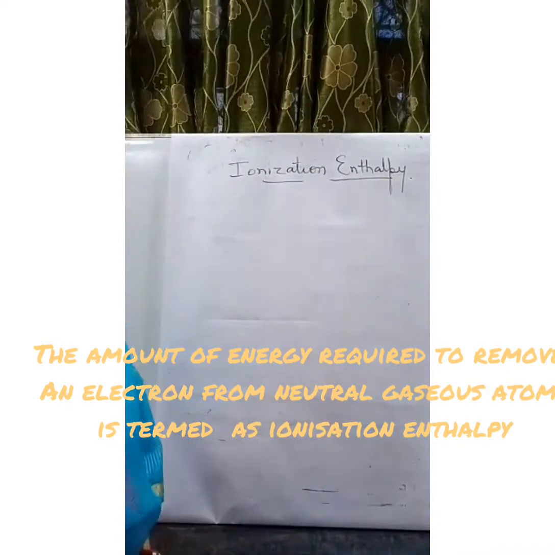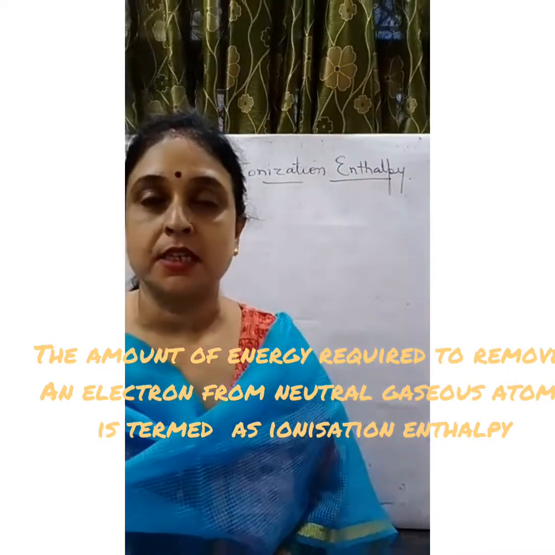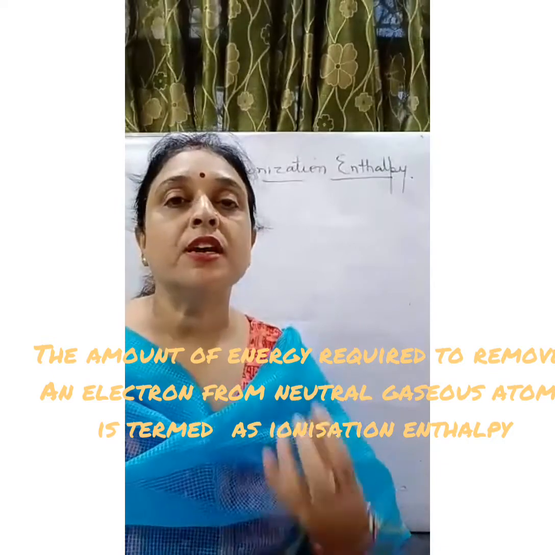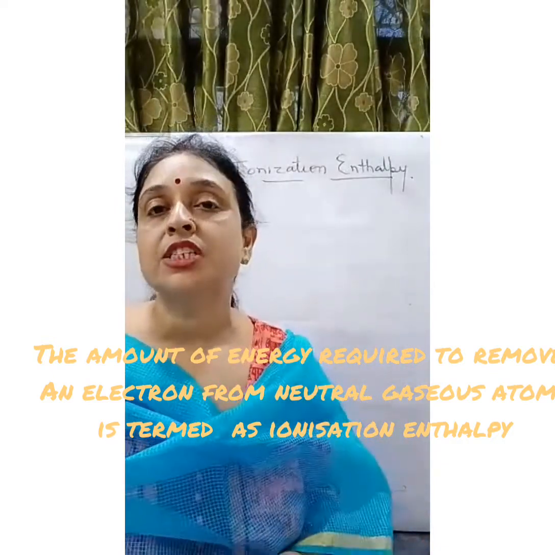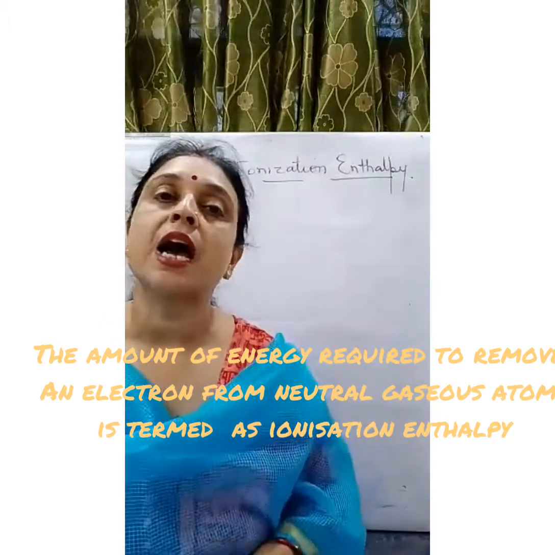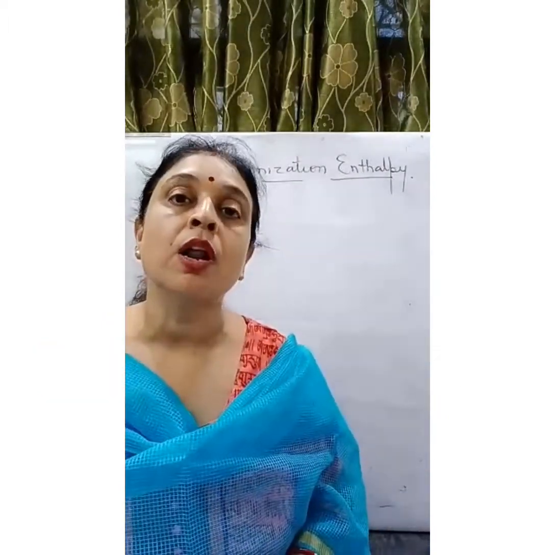Let us define ionization enthalpy first. The amount of energy required to remove an electron from a neutral gaseous atom is known as ionization enthalpy or ionization potential. Now, let us see how it varies across a period and a group.